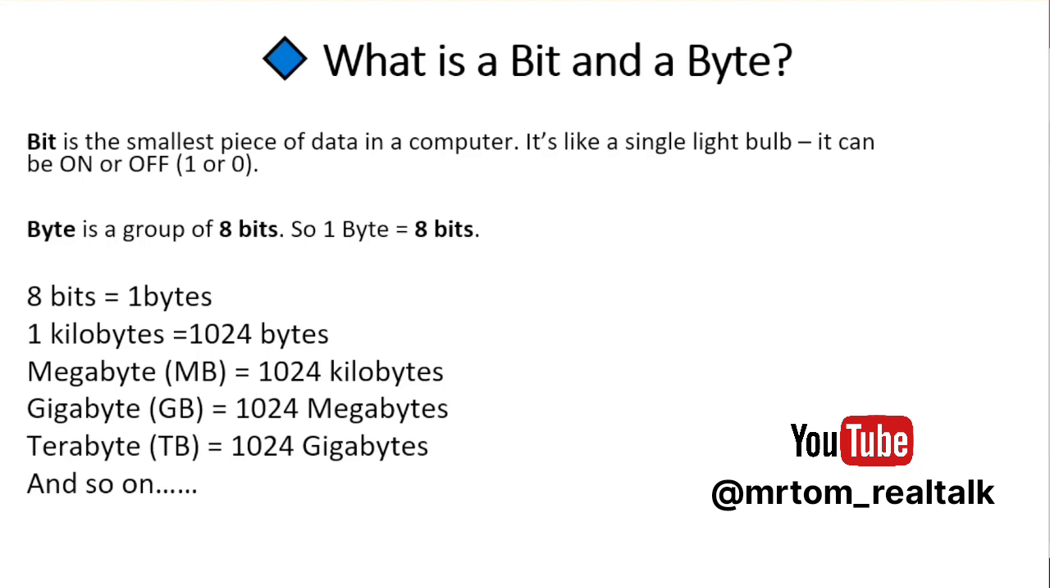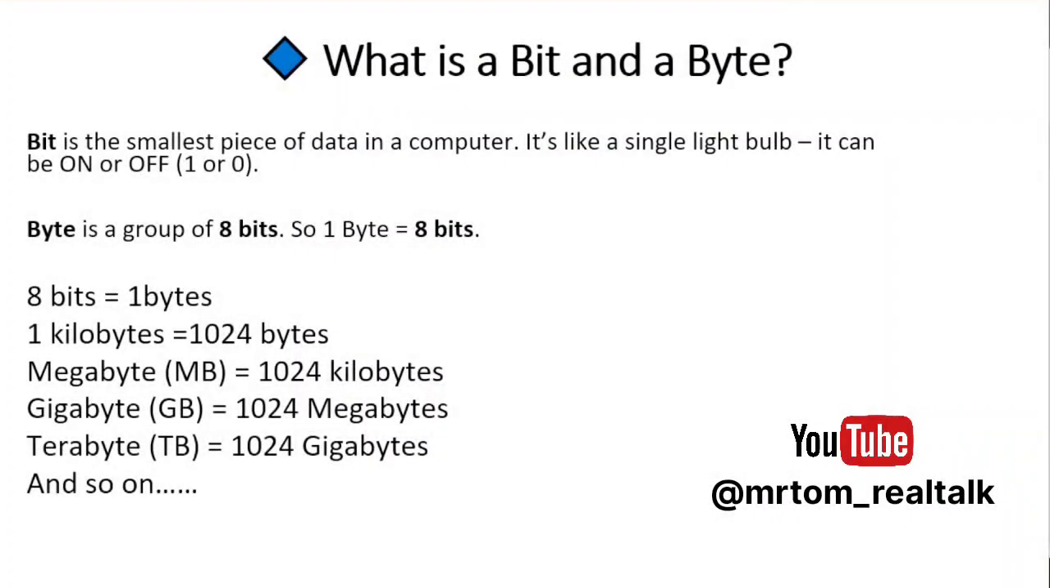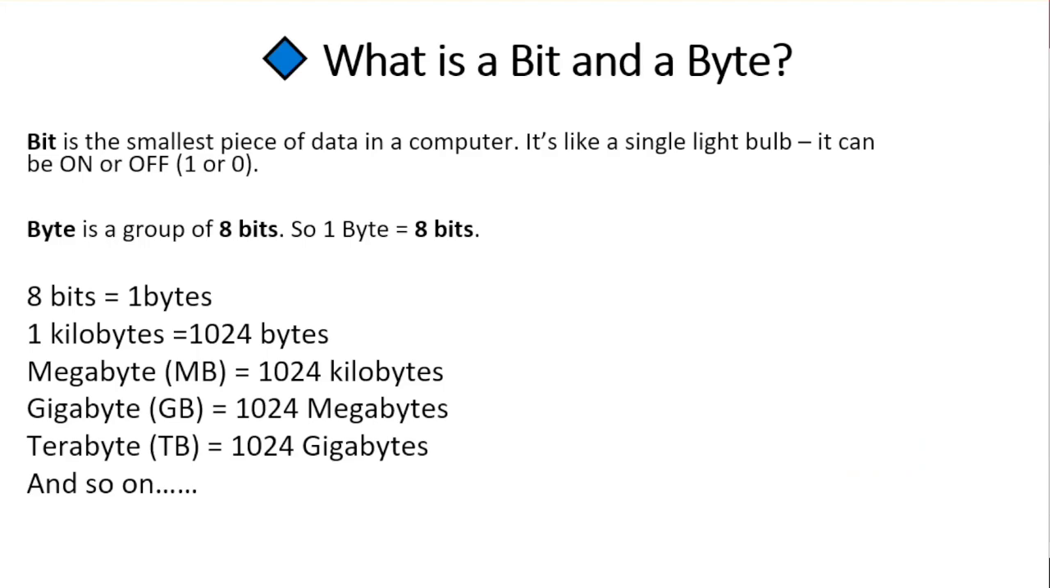8 bits is equal to 1 byte. 1 kilobyte is equal to 1024 bytes. 1 megabyte is equal to 1024 kilobytes. 1 gigabyte is equal to 1024 megabytes. 1 terabyte is equal to 1024 gigabytes, and so on and so forth.